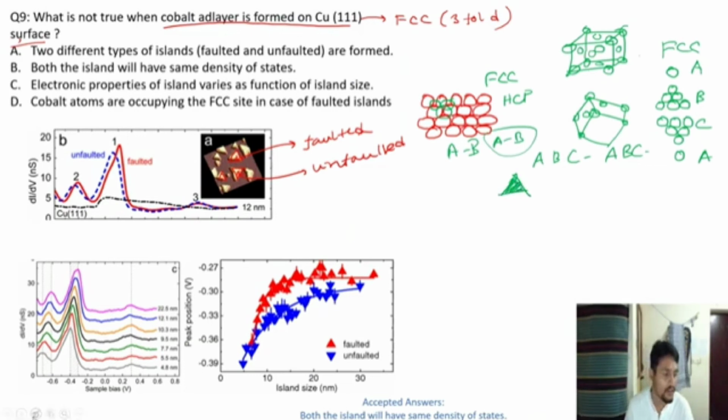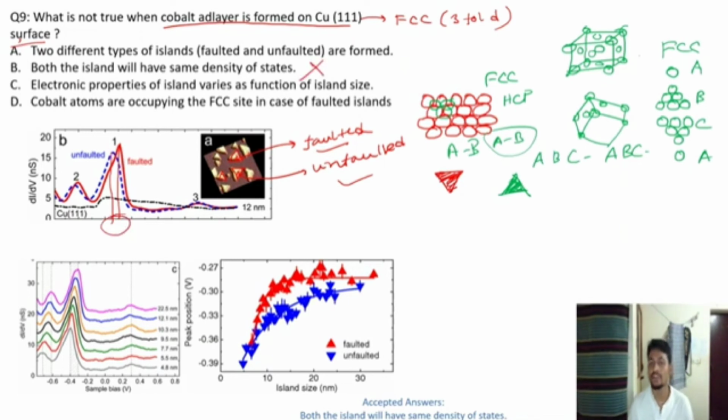and in case of HCP, this is like an inverted triangle, and that is what we are observing. So these two different types of waveform are the faulted and unfaulted, right? Now, will both the islands have the same density of states? From the picture itself, you can see that the position is changed. So that means they are not having the same density of states, right? If it is here, this is here. So the density of states positions are different. So both the islands cannot have the same density of states, and that is the case.